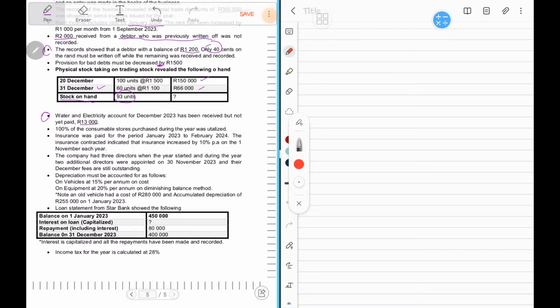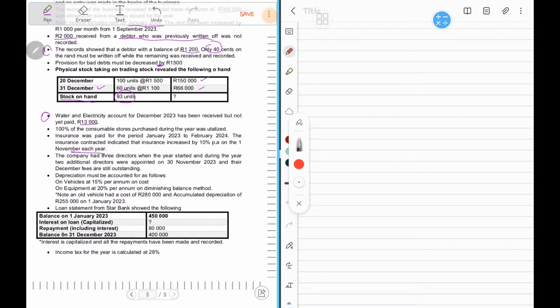Okay, then we are being told that the insurance contract indicated that insurance increased by 10% per annum on the 1st of November. Meaning that each year it increased by 10%, meaning that the one that will be paying in November will be different from the one that we are paying in October.